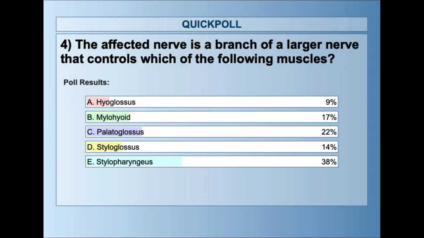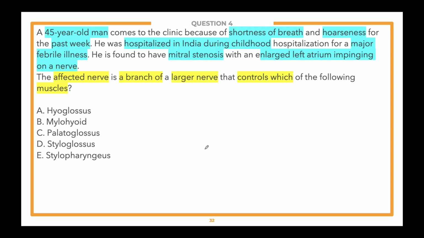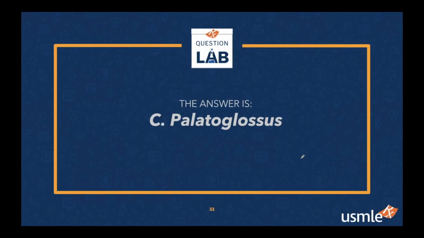38% of you selected stylopharyngeus. In distant second place was palatoglossus. So let's take a look and see what the correct answer is. And the correct answer is C, palatoglossus, and 22% of you got it right. So definitely a challenging question, but don't worry, just pay attention to Paris now.